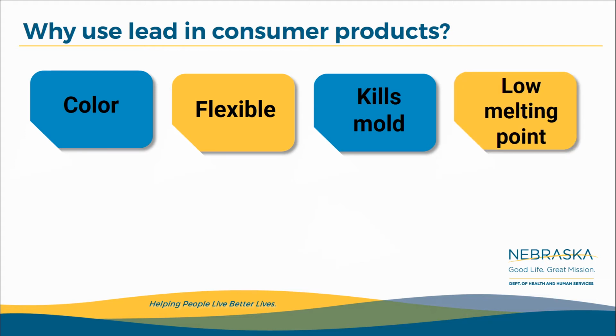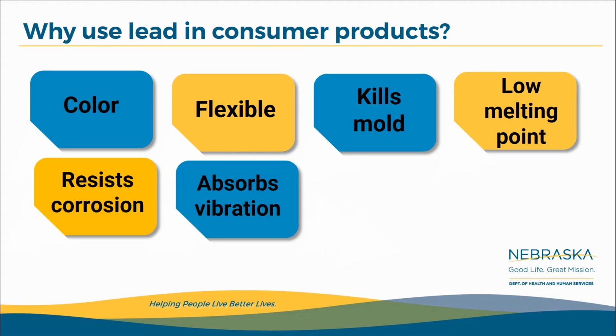Lead's low melting point makes it useful in producing jewelry and amulets. You can sometimes recognize it as a component if the metal is dull gray color and easily bends. But the only reliable way to be sure is to have it tested. Because lead is corrosion resistant, it often is used in batteries and machinery. Because it absorbs vibration, it was used in gasoline and car brakes.